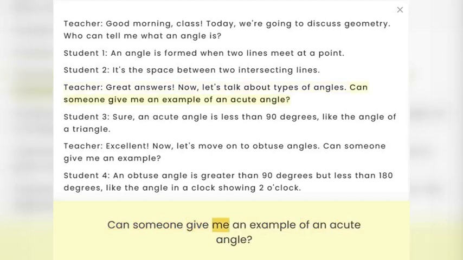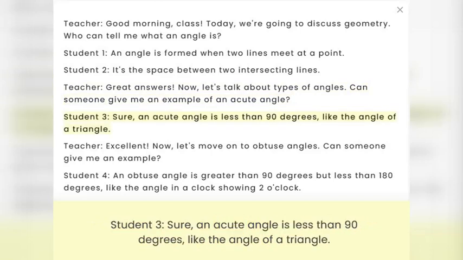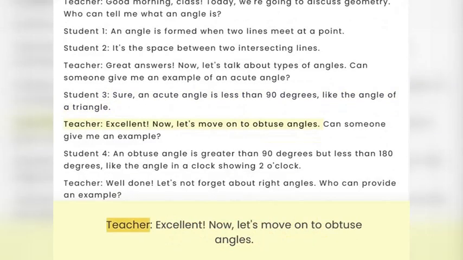Can someone give me an example of an acute angle? Student 3: Sure, an acute angle is less than 90 degrees, like the angle of a triangle. Teacher: Excellent. Now, let's move on to obtuse angles.